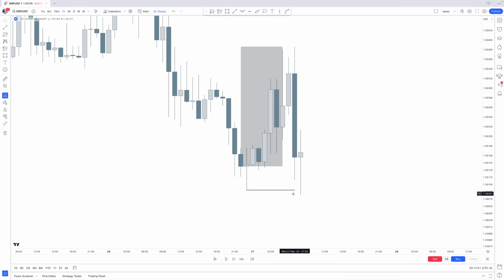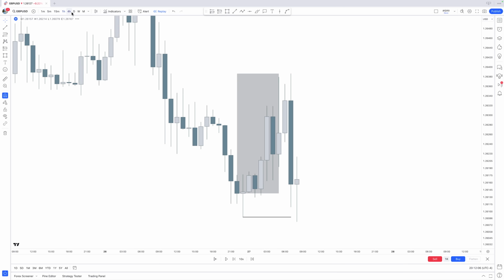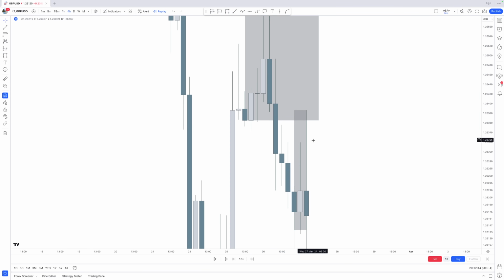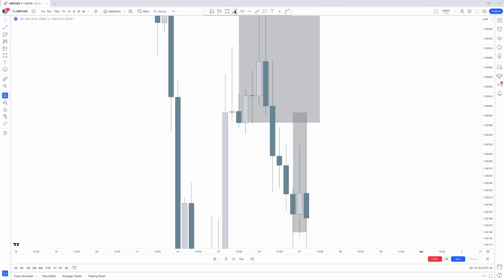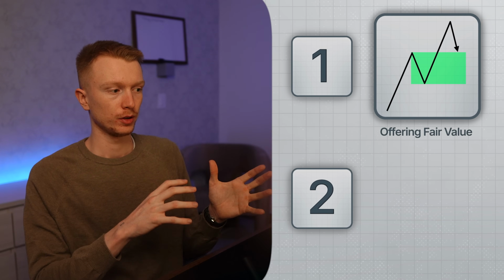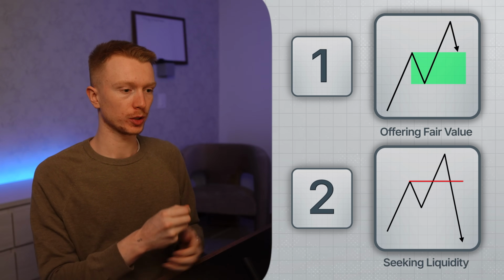But that's not the only part, because like we saw on the 4 hour with that earlier fair value area, that breaker that we talked about, we also do not have a fair value gap exactly overlapping with this low. So what is another sign? Well, another sign is again offering fair value and seeking liquidity, like we talked about as well.